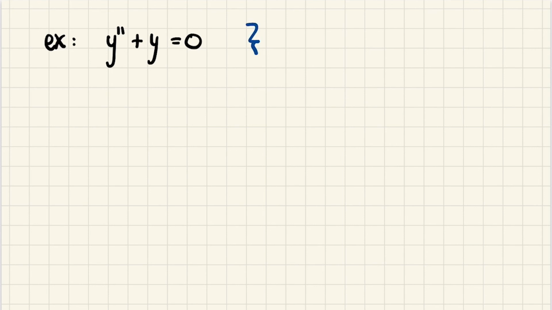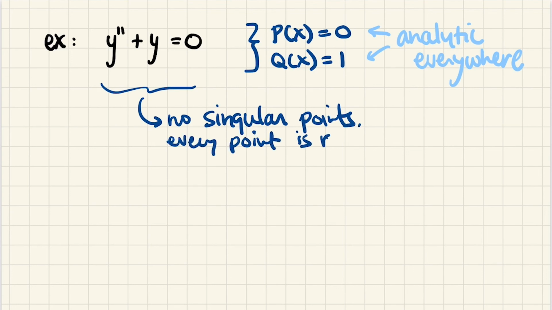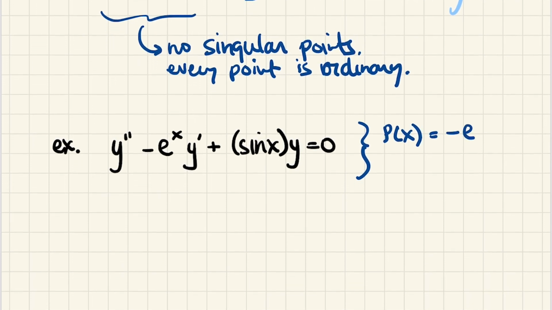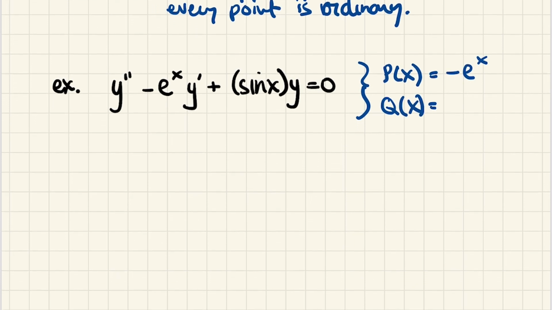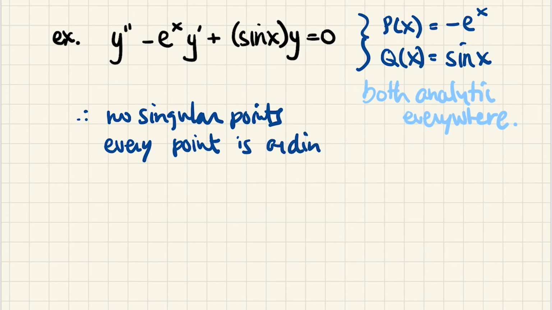You can see that its p of x is 0 and its q of x is equal to 1. And these are analytic everywhere. So this differential equation has no singular points. Or you could say every point is ordinary. All right, what do we have here? Our p of x is negative e to the x, and our q of x is sine of x. So those are also analytic everywhere. And therefore, no singular points. Okay, so far this is very interesting. What about this one?